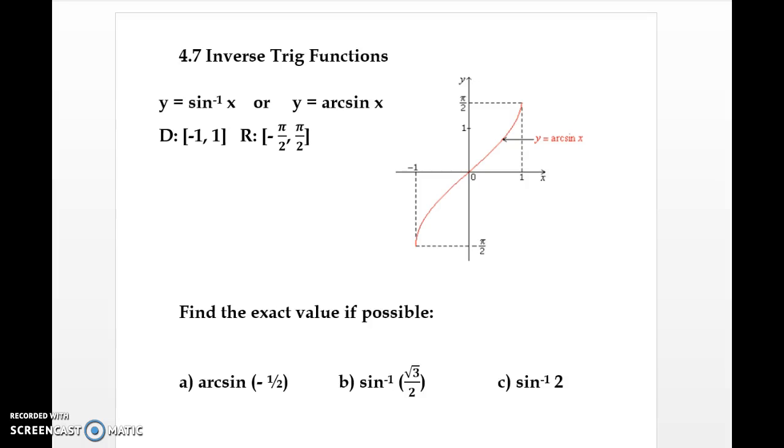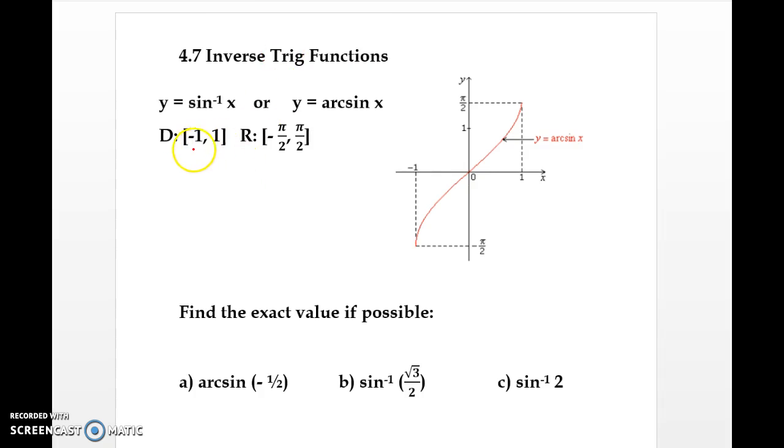Okay guys, here is a video on 4-7 because in class we got a little crazy. So again, arc just means inverse. When you say arc sine, that means the inverse of sine. It means the opposite. We're looking for the angle is what we're doing.